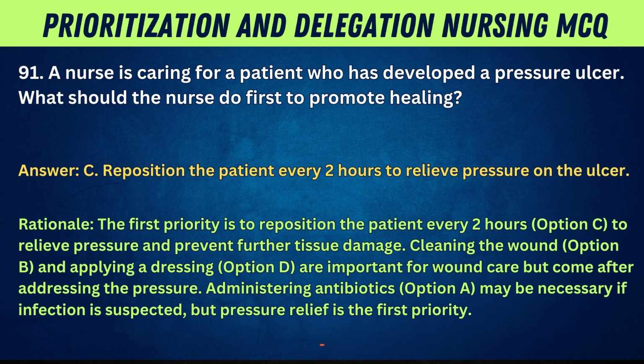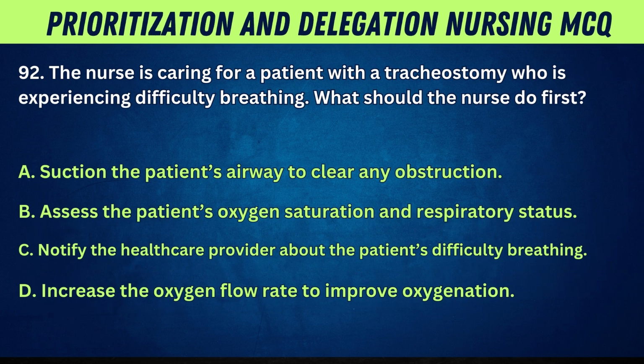first priority. 92. The nurse is caring for a patient with a tracheostomy who is experiencing difficulty breathing. What should the nurse do first? A. Suction the patient's airway to clear any obstruction. B. Assess the patient's oxygen saturation and respiratory status. C. Notify the healthcare provider about the patient's difficulty breathing. D. Increase the oxygen flow rate to improve oxygenation.